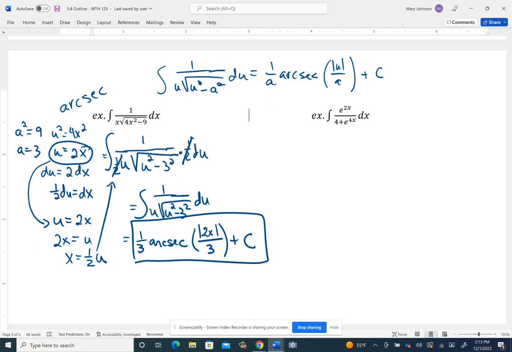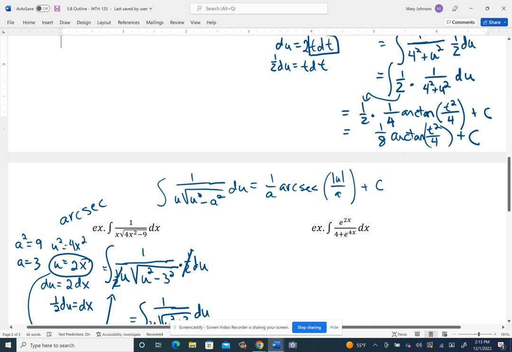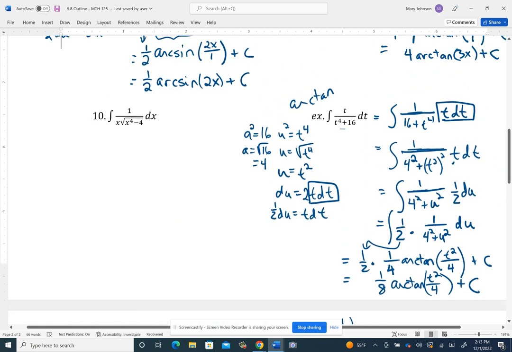All right, let's back up and do the other one that turns out to be an arcsecant problem that's on the first page. So let's look at this guy right here.